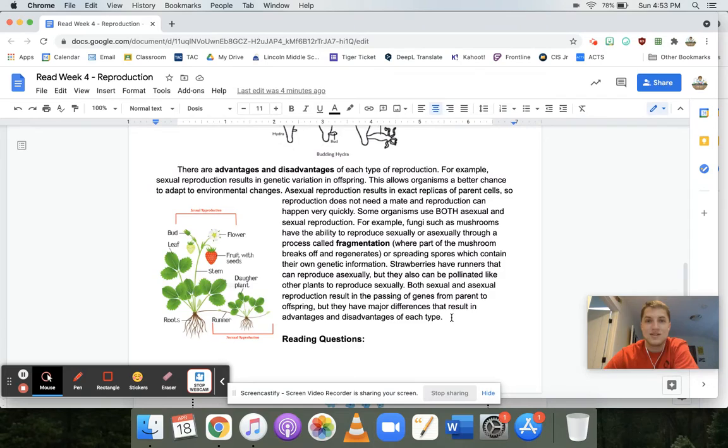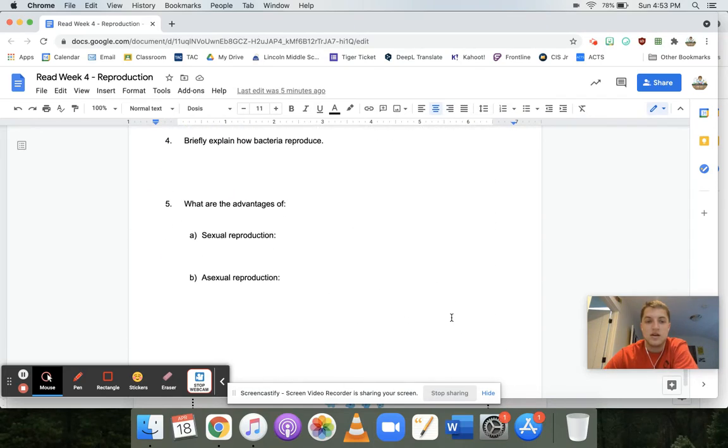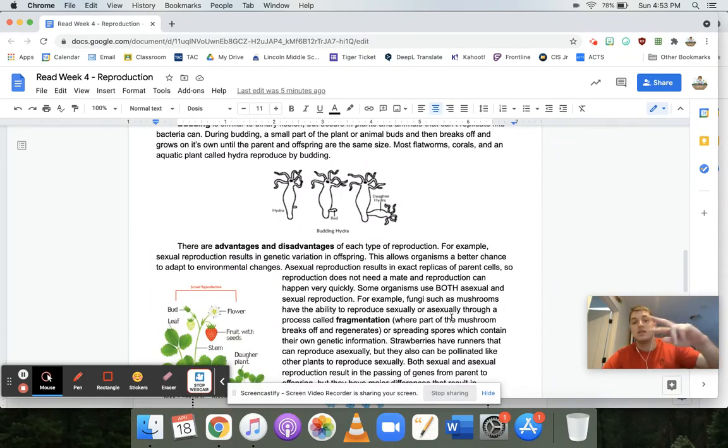All right, that's the reading assignment. Don't forget about the questions down here. It's interesting seeing the differences between these two types of reproduction. There are subtleties, but they make a huge shift in how this actually works for plants and animals.